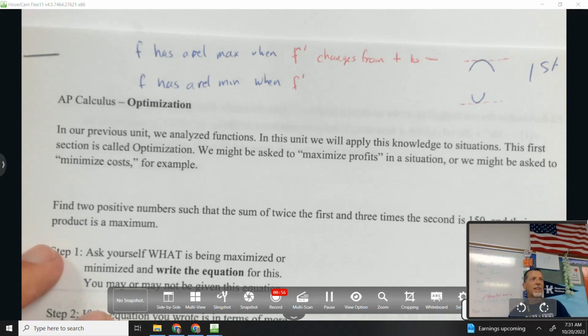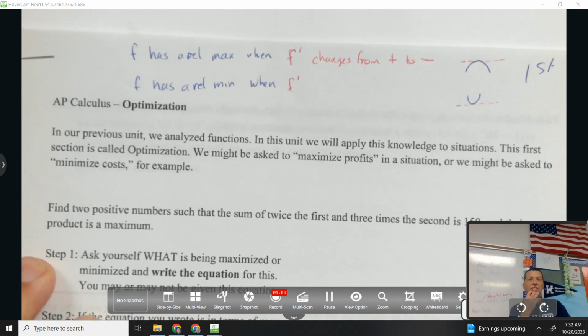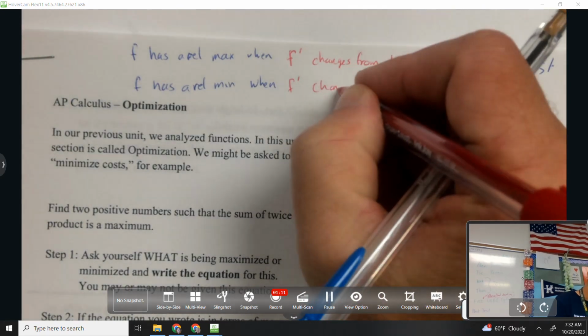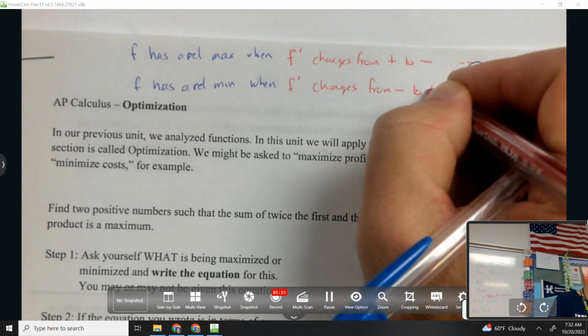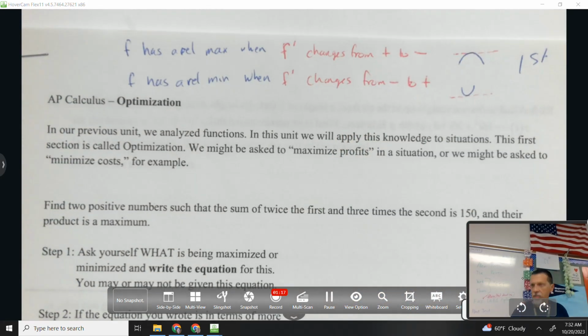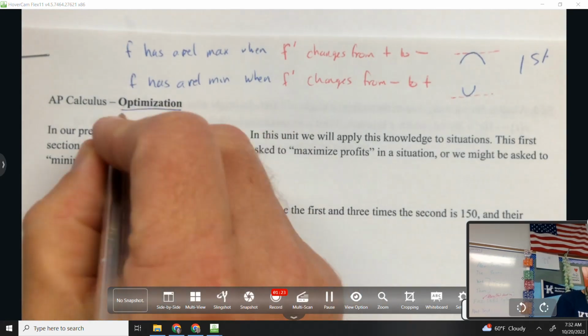Kylie, you good with that? Yeah, I'm good. If its derivative is 0, that doesn't guarantee it's a max. It might be a min. It's got to be the change thing. Yeah. F prime changes from negative to positive. Okay, that's strictly review from last unit, but that's the main thing from last unit that we'll use today for optimization.